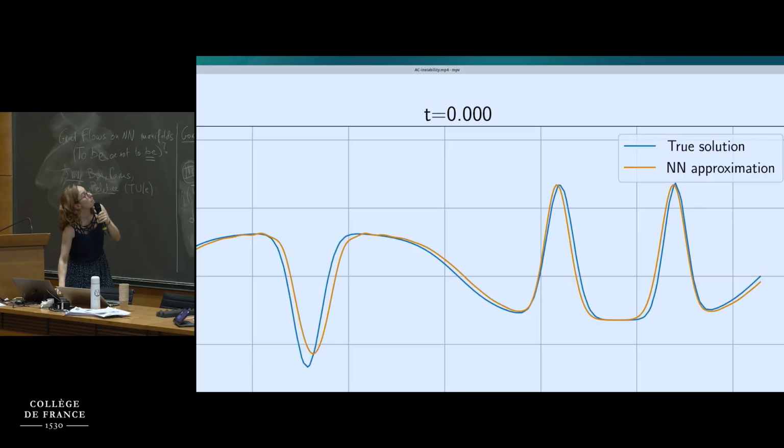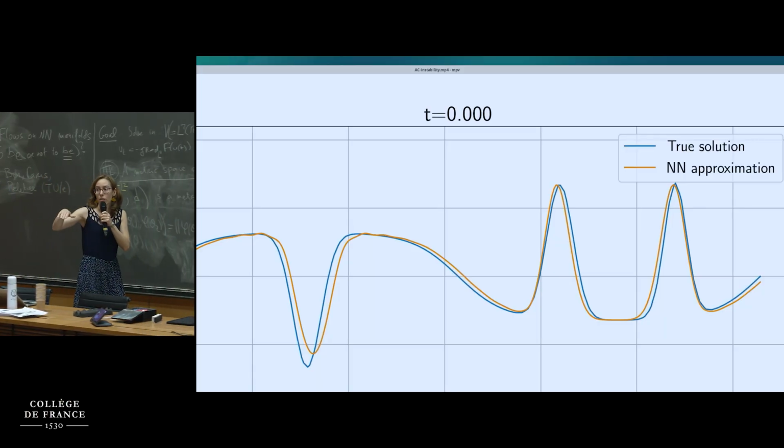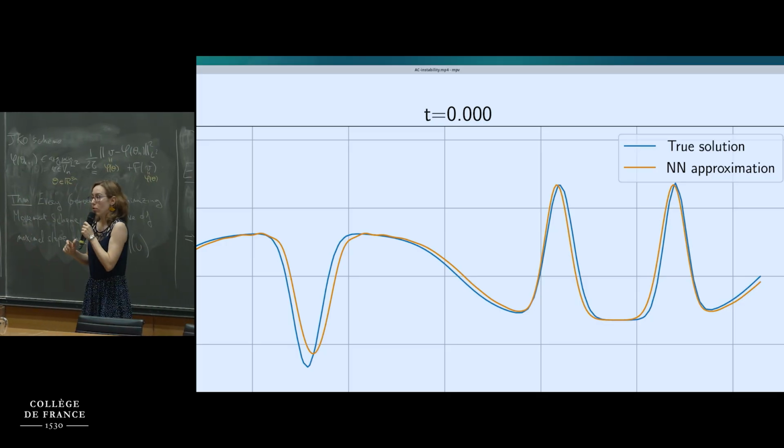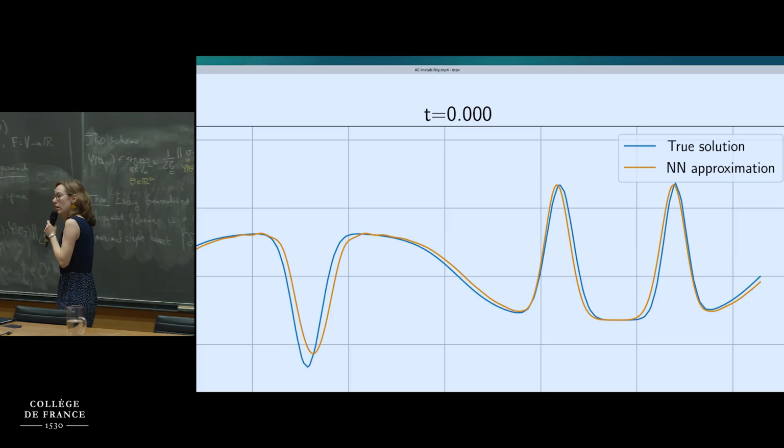Okay, good. So here's the example. It's a 1D Allen-Cahn equation. The Allen-Cahn equation is an L2 gradient flow, so it enters fully into our theory.